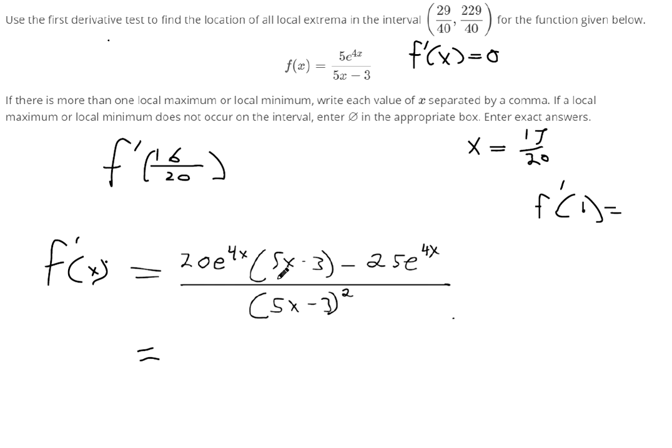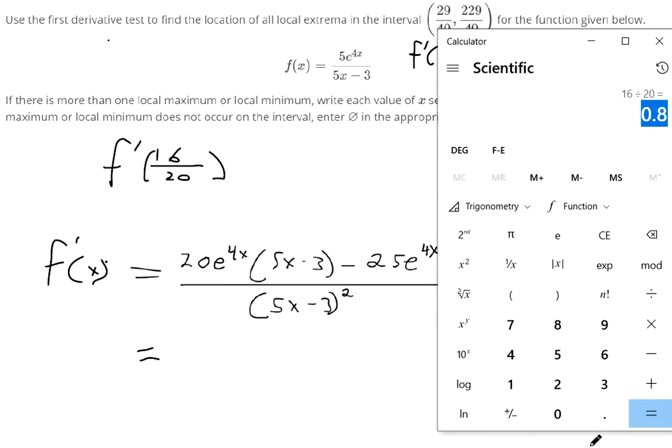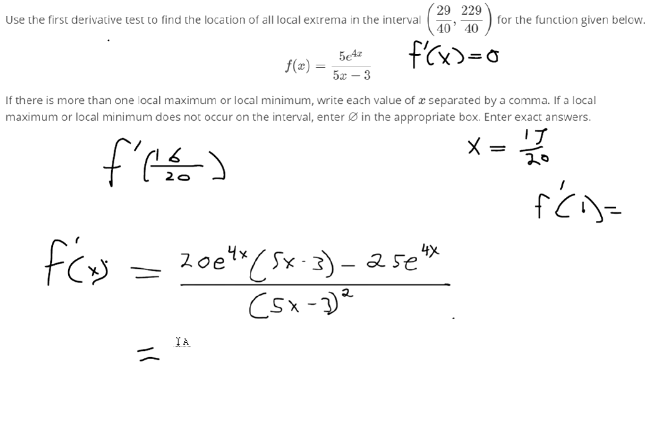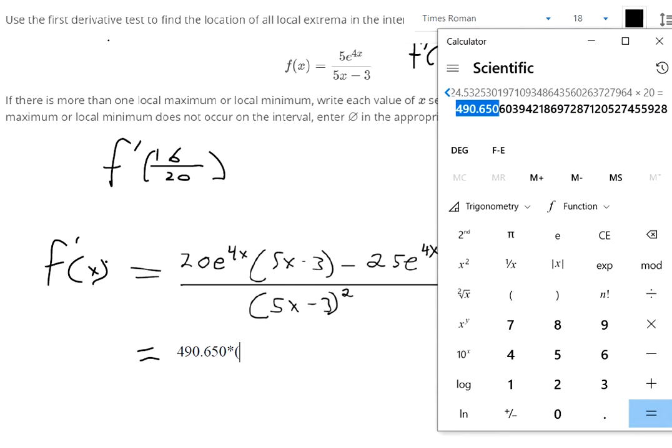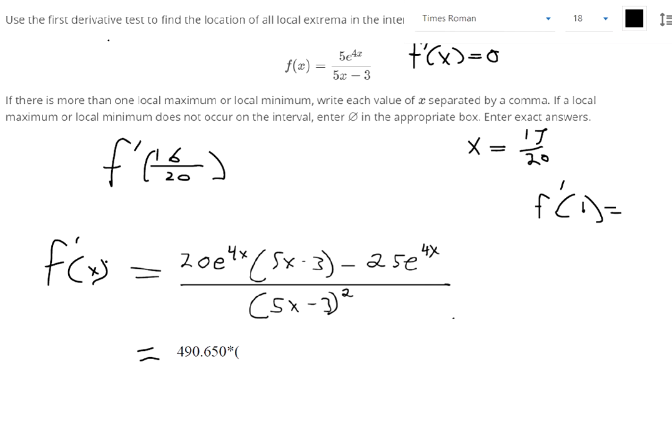So let's just take it one step at a time. In the numerator, in the exponent position, 4 times 0.8, we want to take e to the power of 3.2 times 20. So this part right here, 20e to the 4 times 16/20, is 490.65. And then if we do 5 times 0.8, 6.25 minus 3, so that makes 3.25.